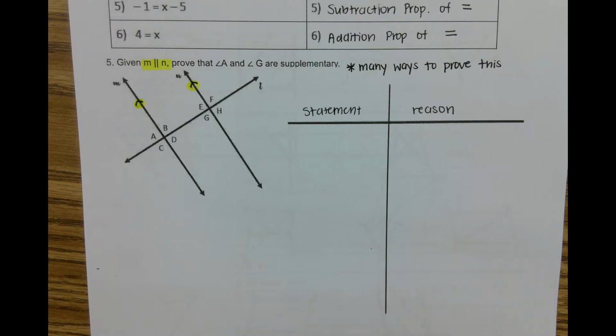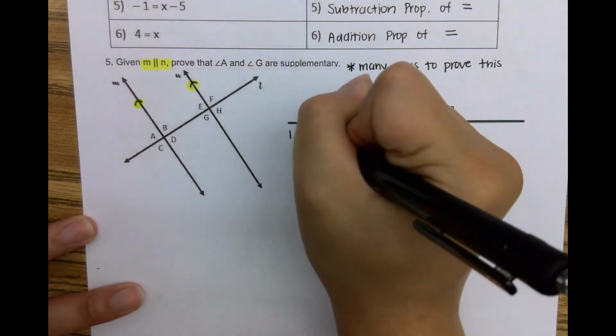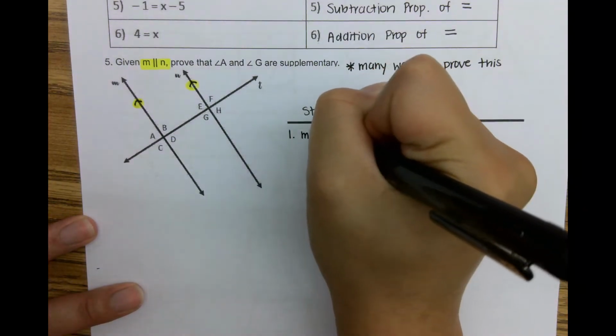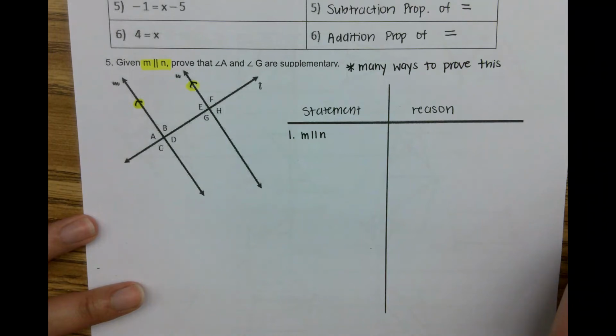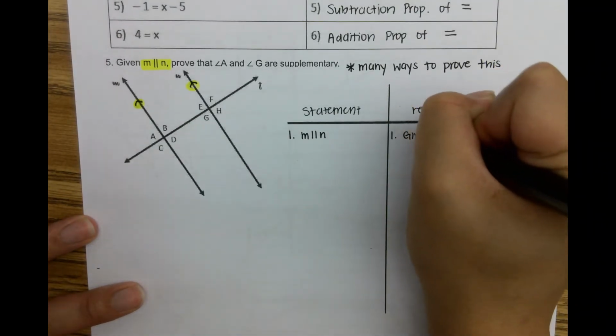Okay, and the important thing about that is that I'm probably going to try to talk about things that are related to angle A that also relate to angle G. Okay, so let's get started. Here I'm going to start with my statement. The one thing I know first is that M is parallel to N. And the reason I know that is because that was given to me.